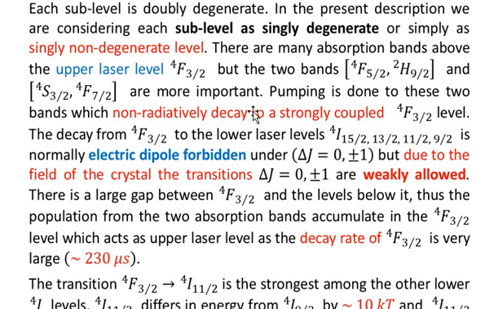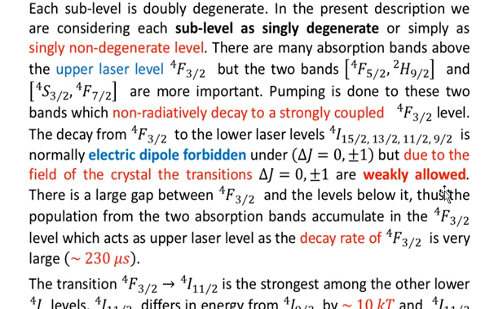Pumping is done to these two bands, which non-radiatively decay to a strongly coupled 4F3/2 level. The decay from 4F3/2 to the lower laser levels, for example 4I15/2, 13/2, 11/2, 9/2, is normally electric dipole forbidden under ΔJ = 0, ±1. But due to the field of the crystal, the transitions with ΔJ = 0, ±1 are weakly allowed.